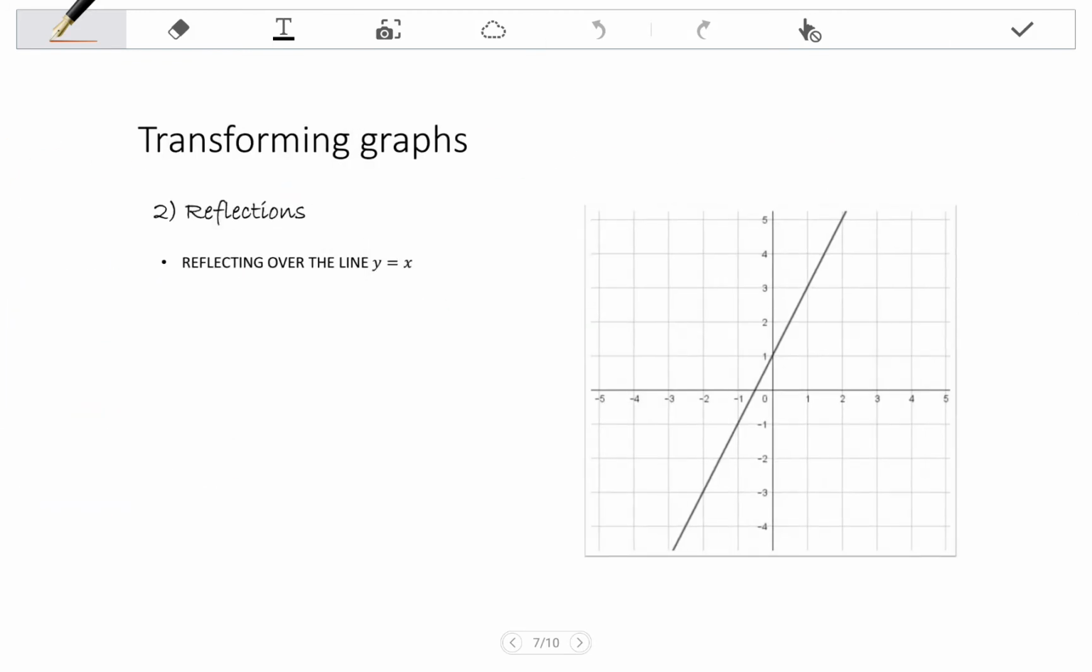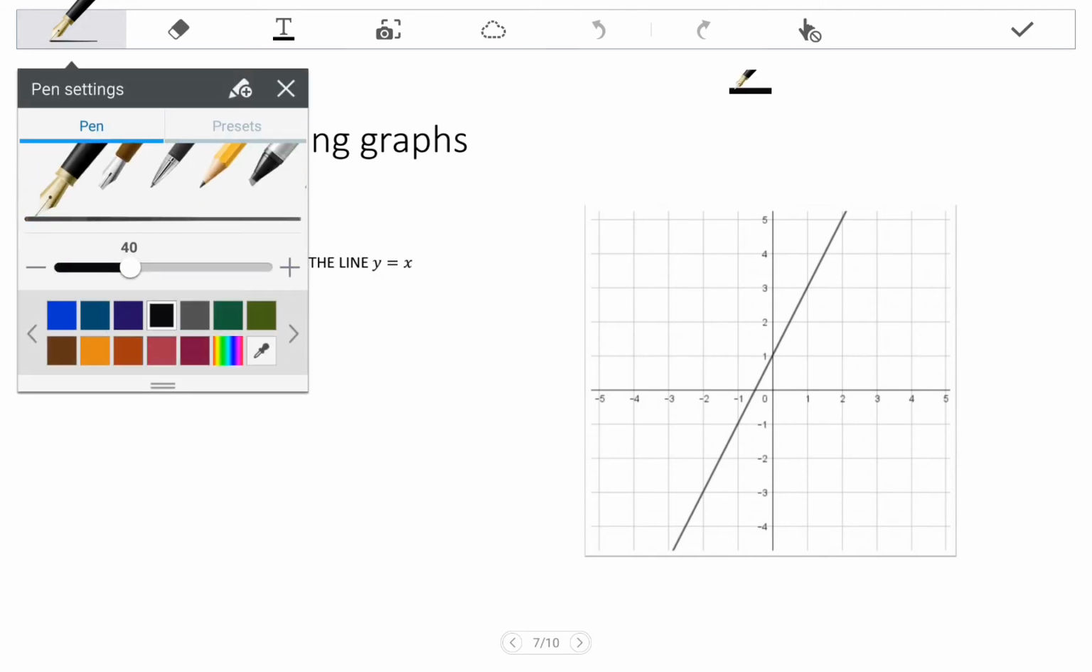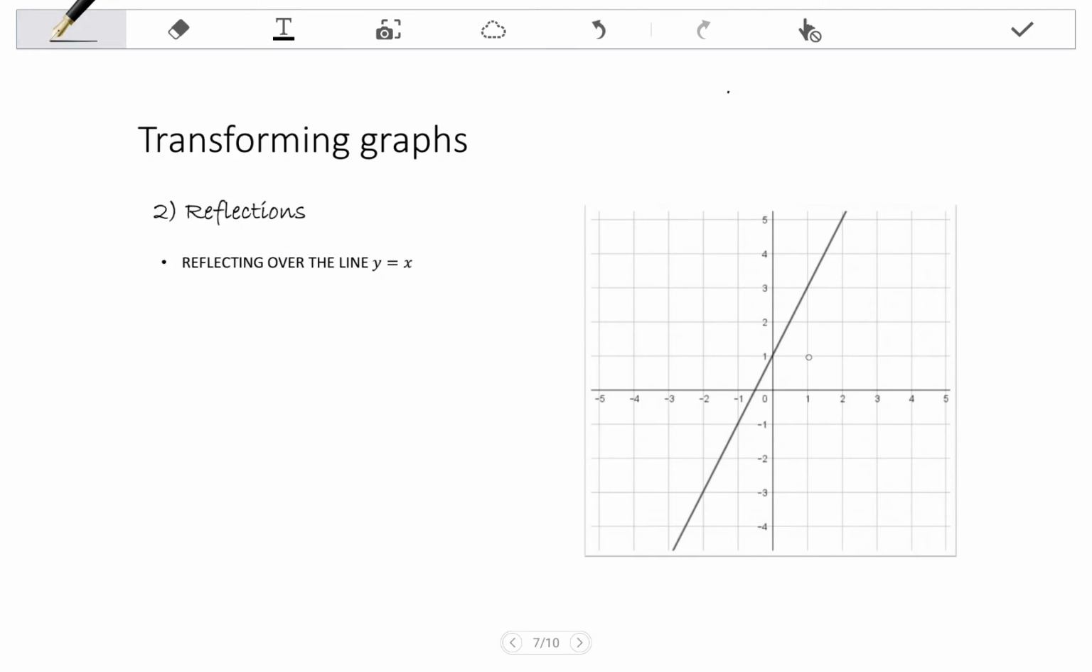Okay. Now, two more reflections. And these ones are a little bit more complex. Okay. But it is important to understand these. Okay. So reflecting over the line y equals x. Okay, now the line y equals x has the same x and y coordinates. So 1, 1, 2, 2, 3, 3, 4, 4, -1, -1, -2, and so forth. Okay, so if I just draw the line y equals x, sorry, it's very hard to be accurate on this. But this is my line y equals x.